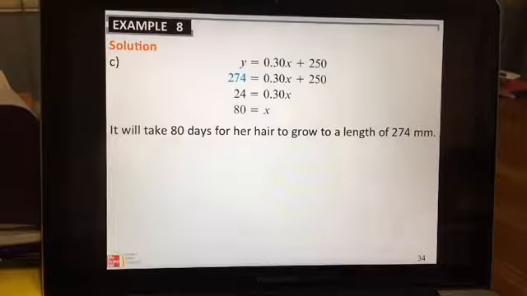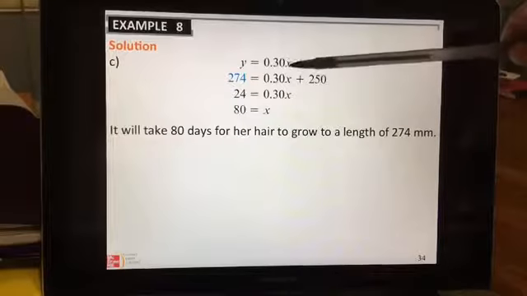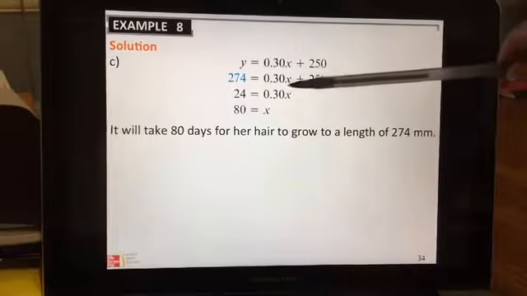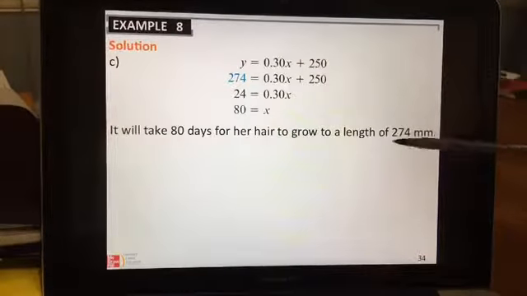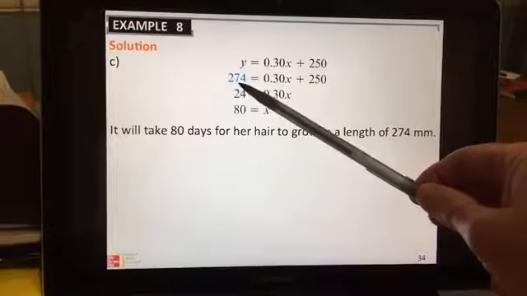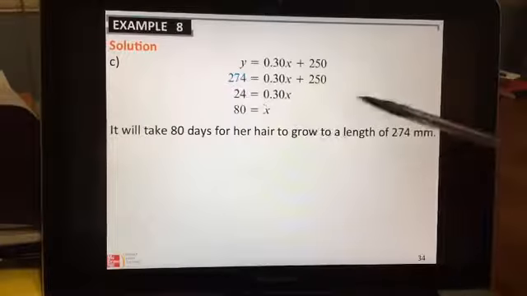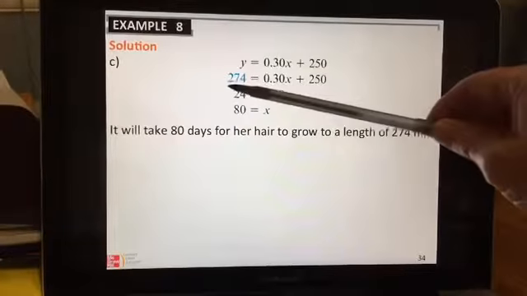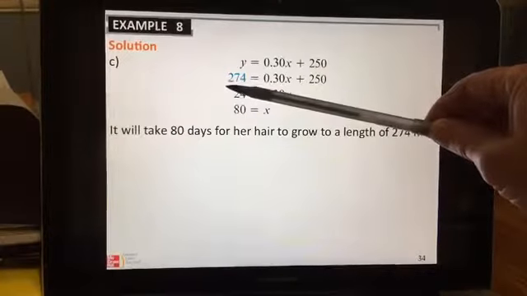And then C, it says it will take how long for her hair to grow to a length of 274 millimeters. Now, they're not giving us the amount of time, how many days. They're giving us a desired length. So now the y is the desired length of the hair. So we're going to put the 274 where the desired length of hair is.